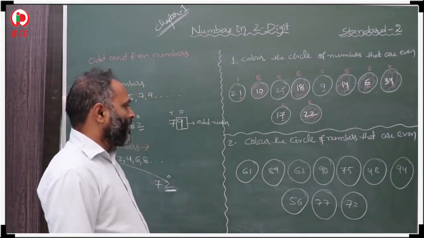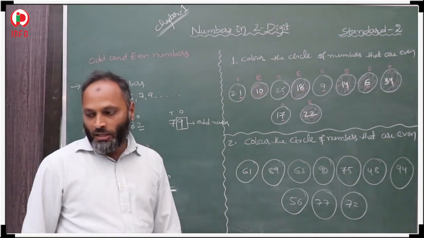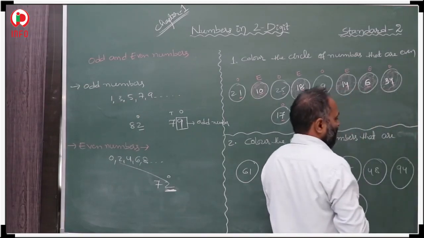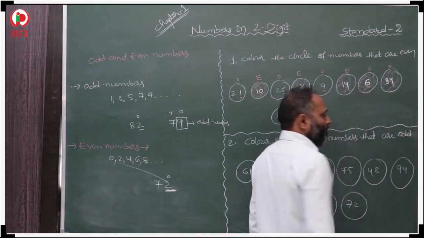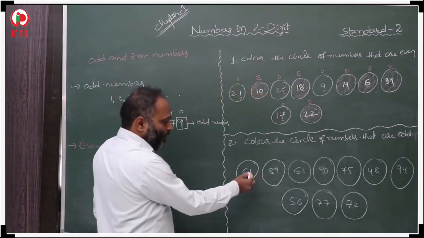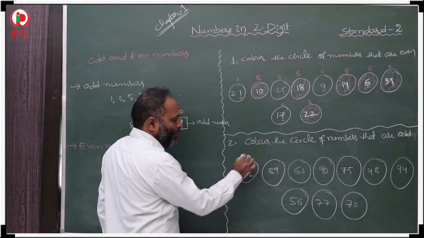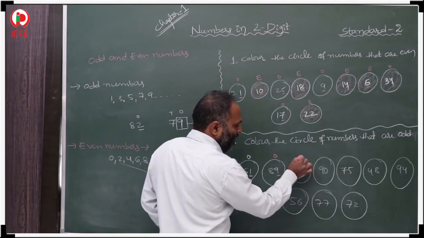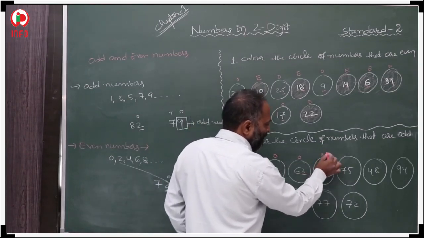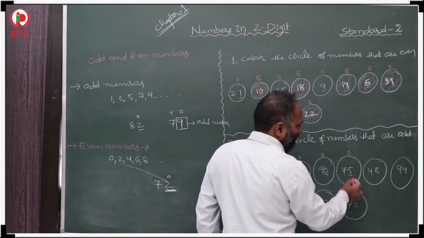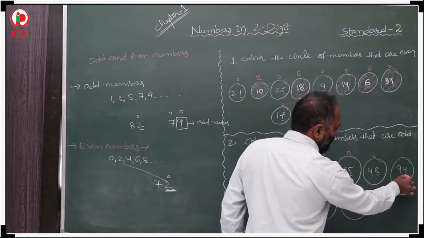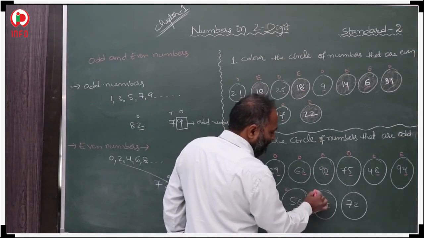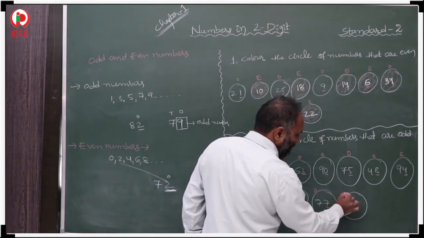So in the second question, odd numbers. Here are odd numbers. For these odd numbers, we make circles. Then 1 is an odd number. Then 9 is an odd number. 3 is an odd number. 0 is an even number. No. 5 is an odd number. Then 8 is an even number. Then 4 is an even number. Then 6 is an even number. 7 is an odd number. 2 is an even number.